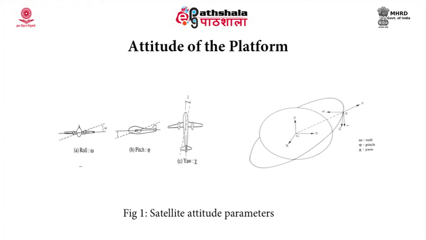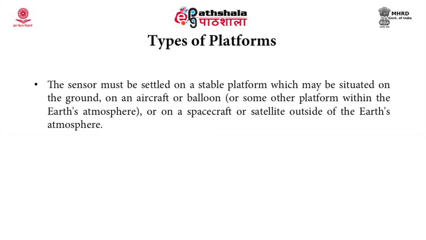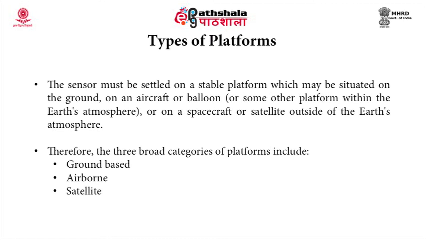Now coming to the third and major topic of this module, types of platforms. The sensor must be settled on a stable platform which may be situated on the ground, on an aircraft or balloon, or some other platform within the Earth's atmosphere, or on a spacecraft or satellite outside of the Earth's atmosphere. Therefore, the three broad categories of platforms are ground-based platforms, airborne platforms, and satellites.